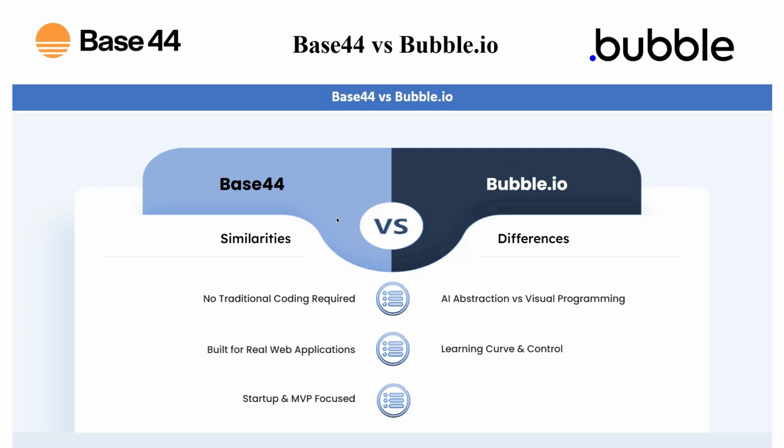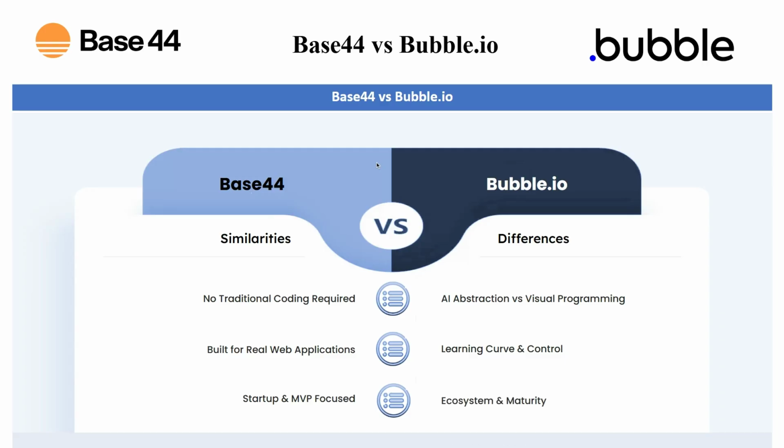The next difference we have is their learning curve and control. Base44 aims to simplify decisions and reduce architectural thinking. It feels more guided and lightweight at the beginning, while Bubble can become more complex because you're building detailed workflow logic yourself. That gives you more control, but it also requires more time to truly master the platform.